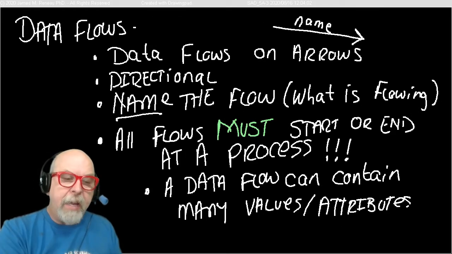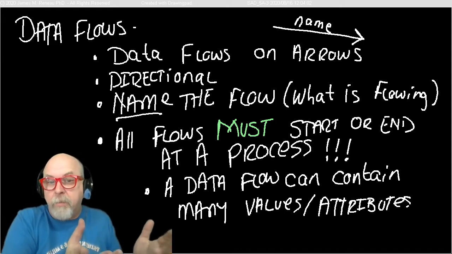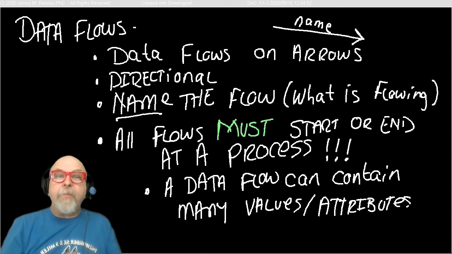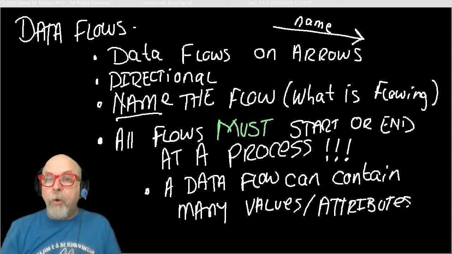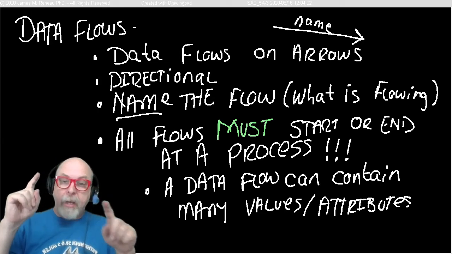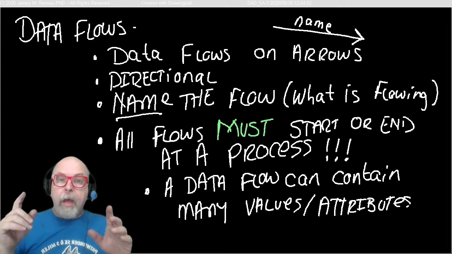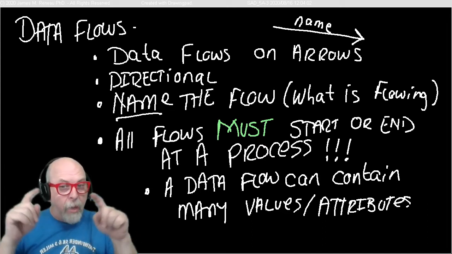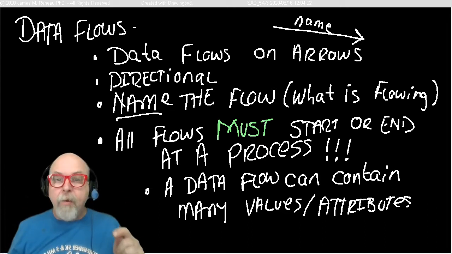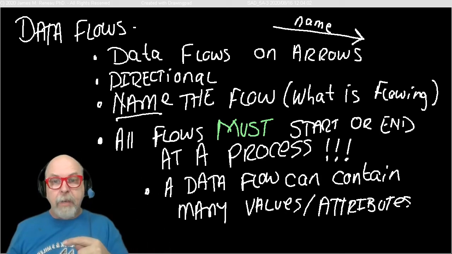The next part of a data flow diagram are the data flows. Wouldn't that make sense? That's why we call it a data flow diagram, because we're flowing data. Data flows on arrows. So wherever there's an arrow connecting a process to a source, a process to a sink, back to a process, data is flowing on that arrow, and the arrowhead tells us which direction the data is flowing.